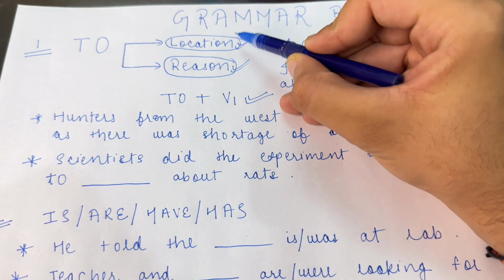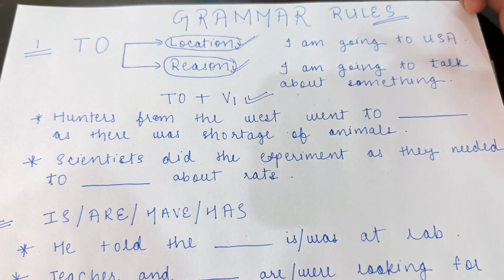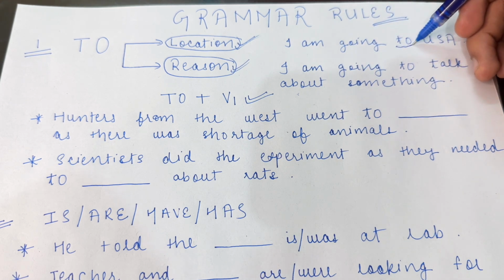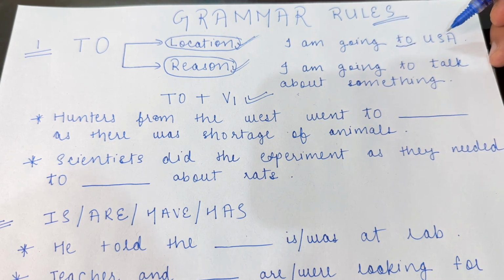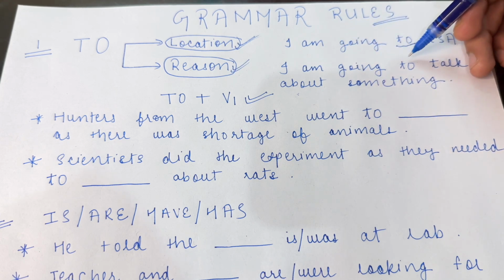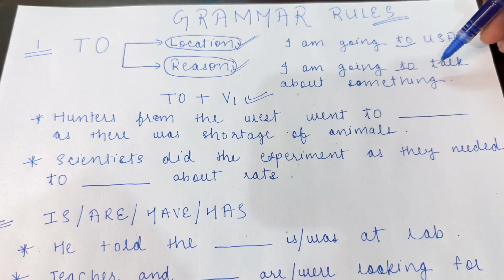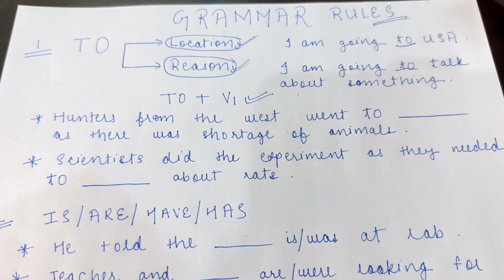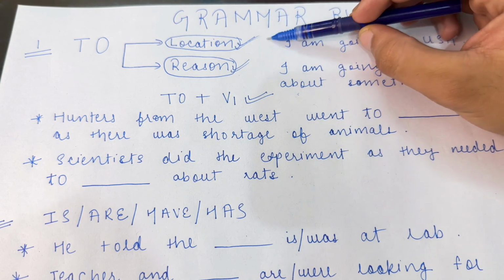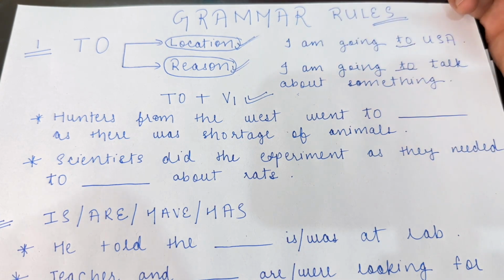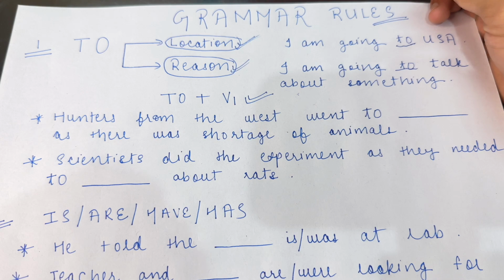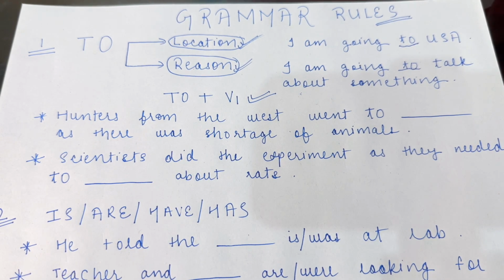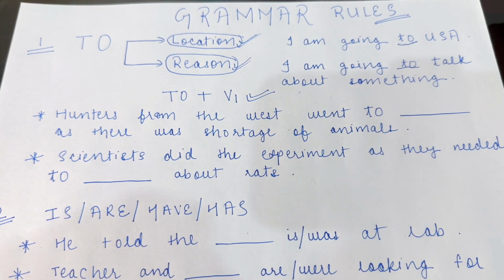Okay, so the "to" used for location can be used as: I am going to USA. Here the "to" is used for location. The location ahead is USA. Then: I am going to talk about something. This is a kind of connector. There can be some other word for this, that one "to" is used for location and the second for some other thing, but I just name it reason so that you can simplify your understanding and clearly get to know what the thing is.